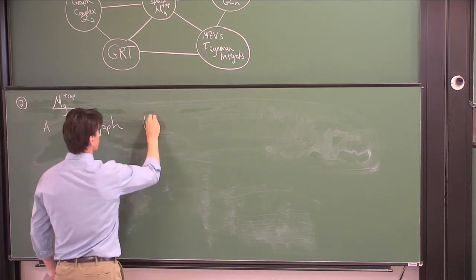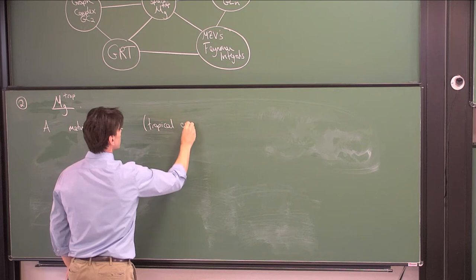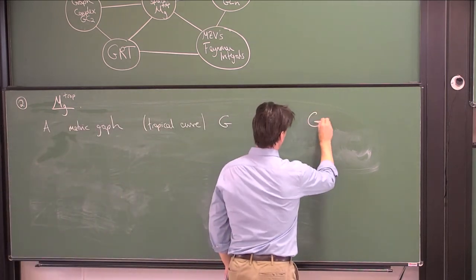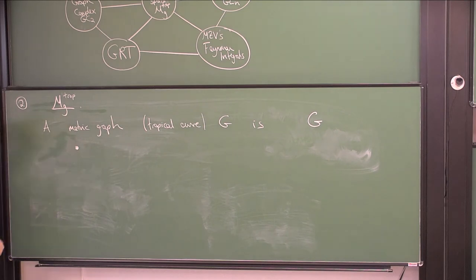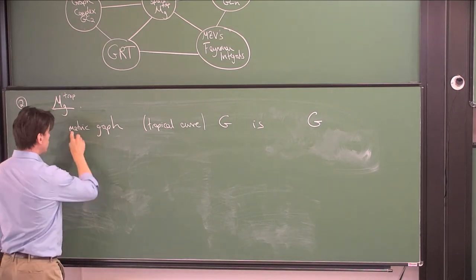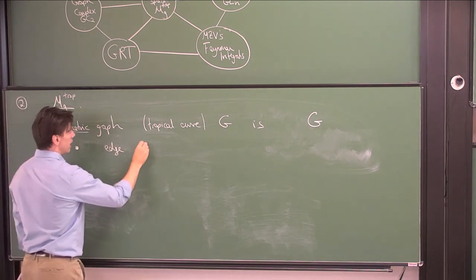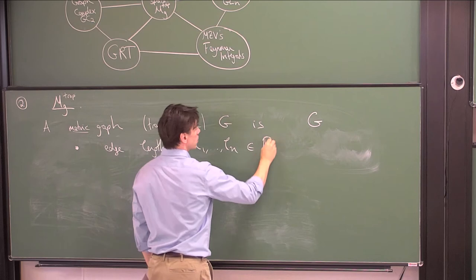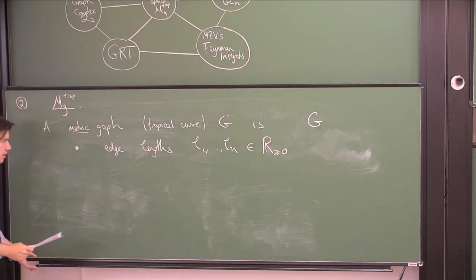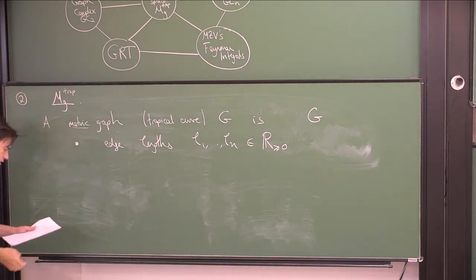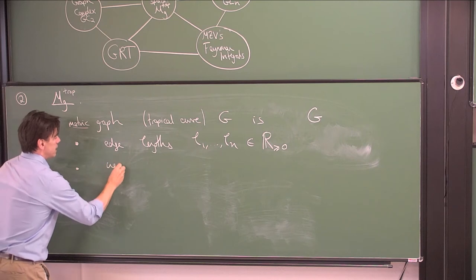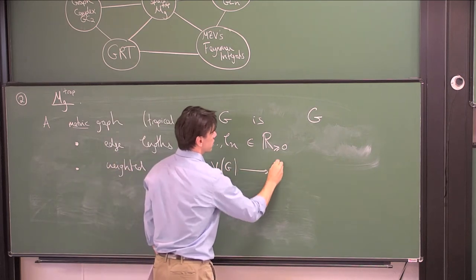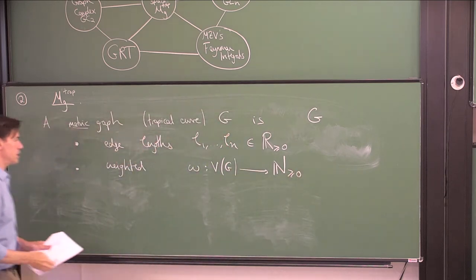A metric graph, also known as a tropical curve, is a finite connected graph as before, but it has some extra data. Metric means that each edge is given a length, positive or zero. Some authors take the edges to be strictly positive. It doesn't make much difference. They're weighted. So that means every vertex has a weight which is an integer greater than or equal to zero.